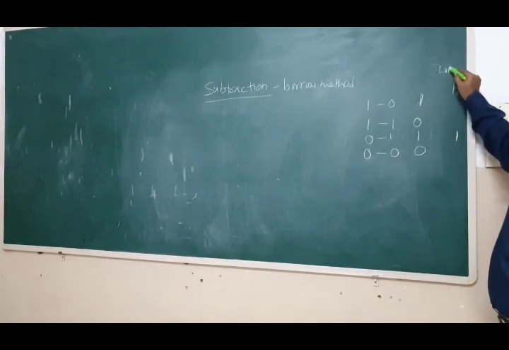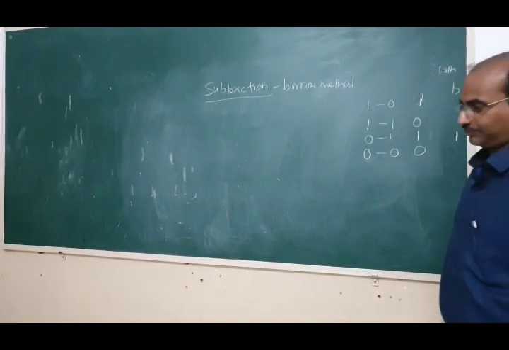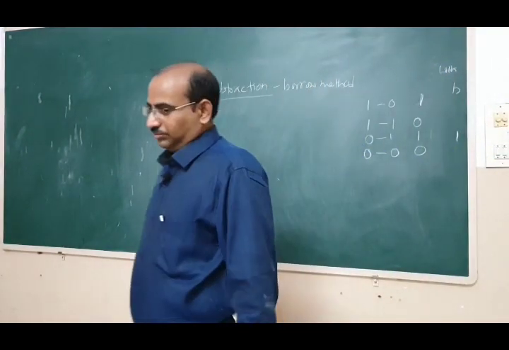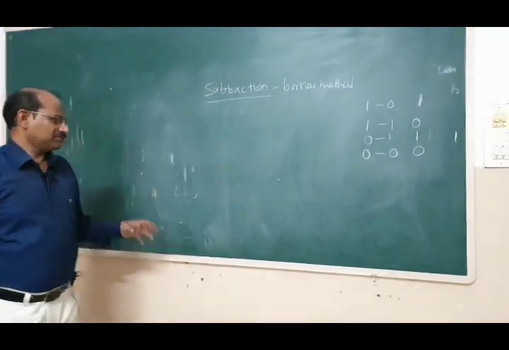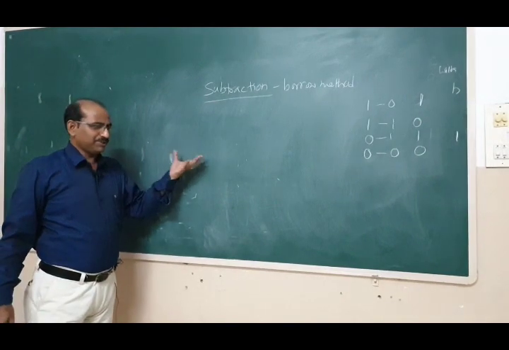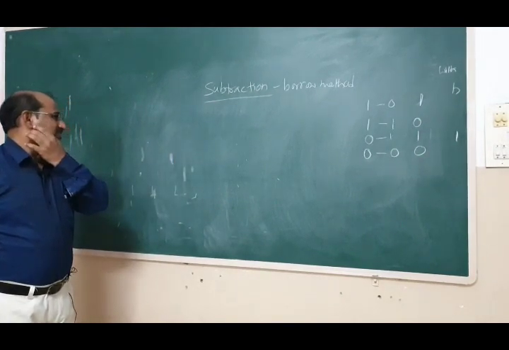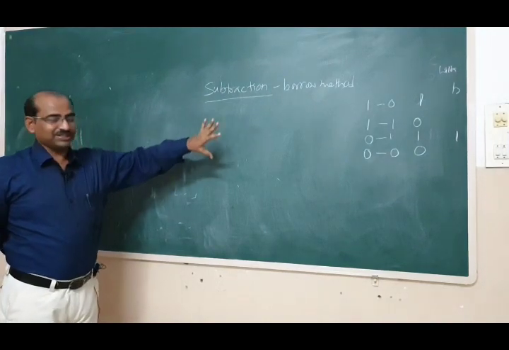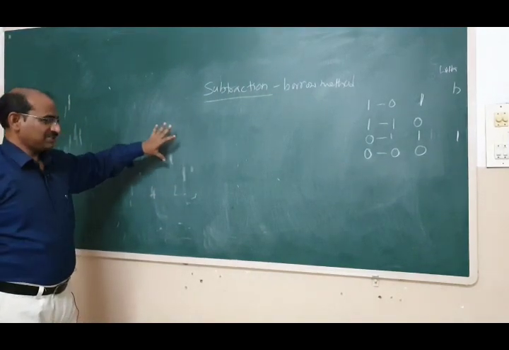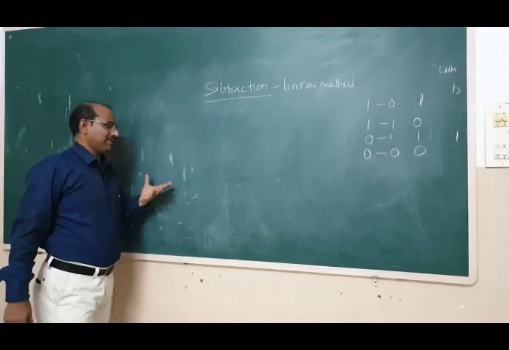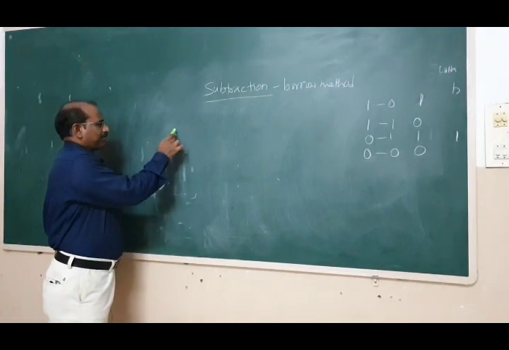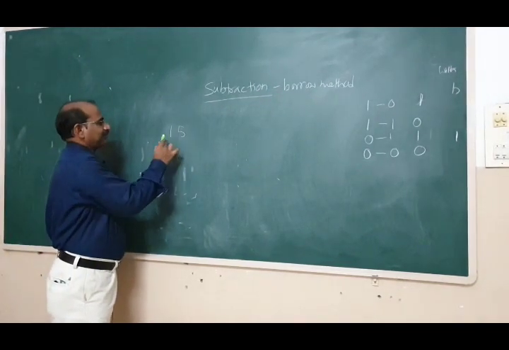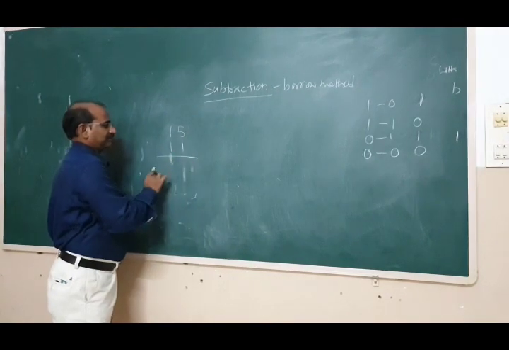So you should write it with borrow 1. So now let us do some simple subtractions, because anyway you have to know that the subtraction done by this method is correct. For that we use simple numbers. So let us take 15 minus 11.